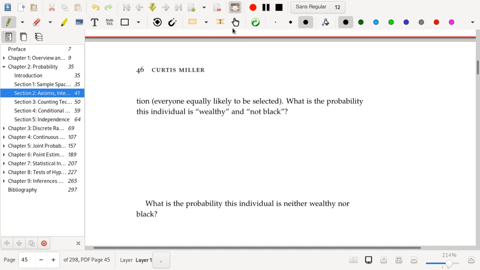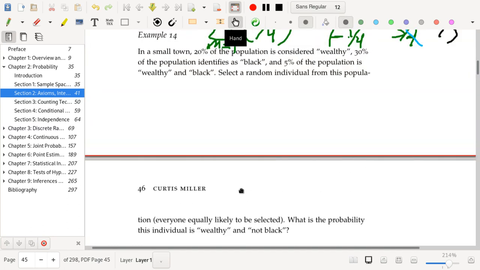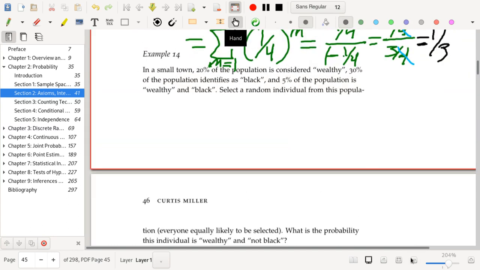Okay, moving on to the next part. That was all a lot of work. That was a lot of work.